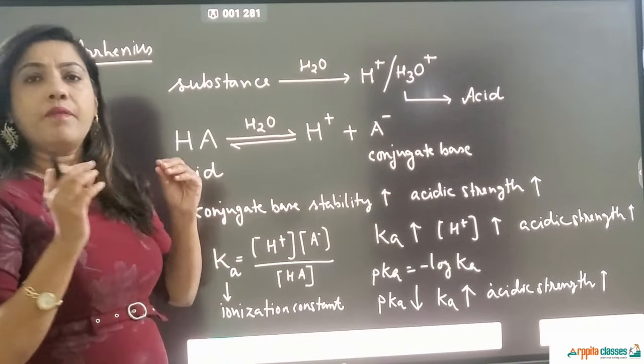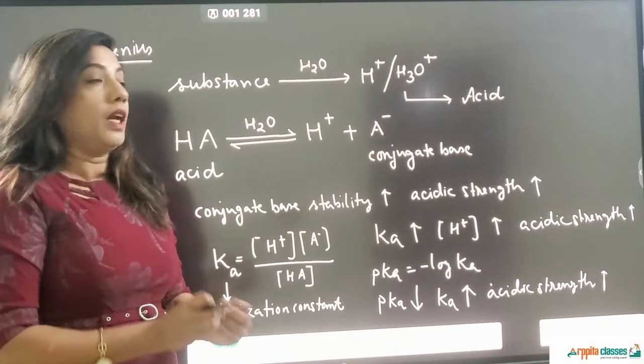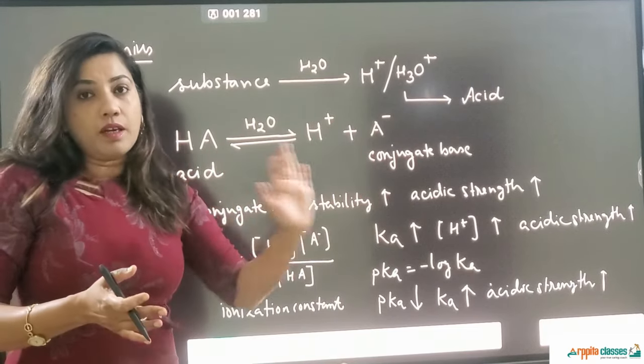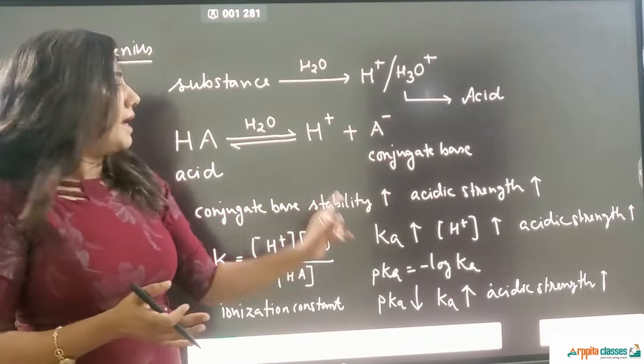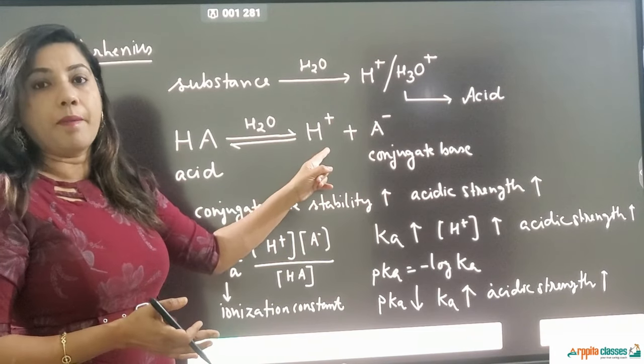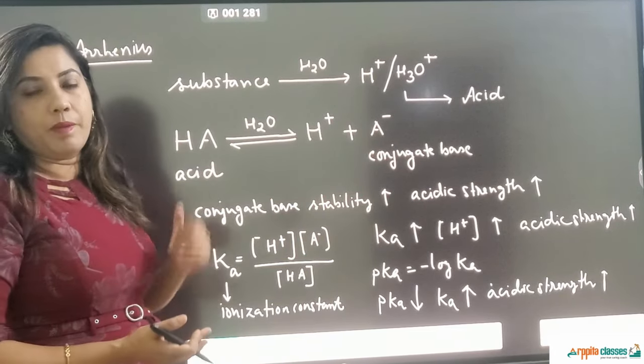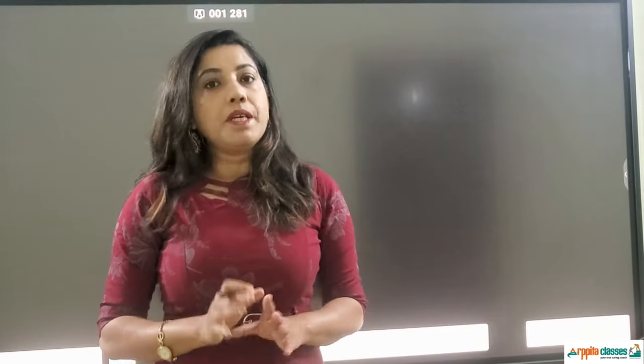Obviously understand that everything in nature goes towards stability. So if A minus has some stability factor, then the forward change will be more, and hence the concentration of H plus will be more, and hence your acidic strength will be more. So I hope the concept is clear here.